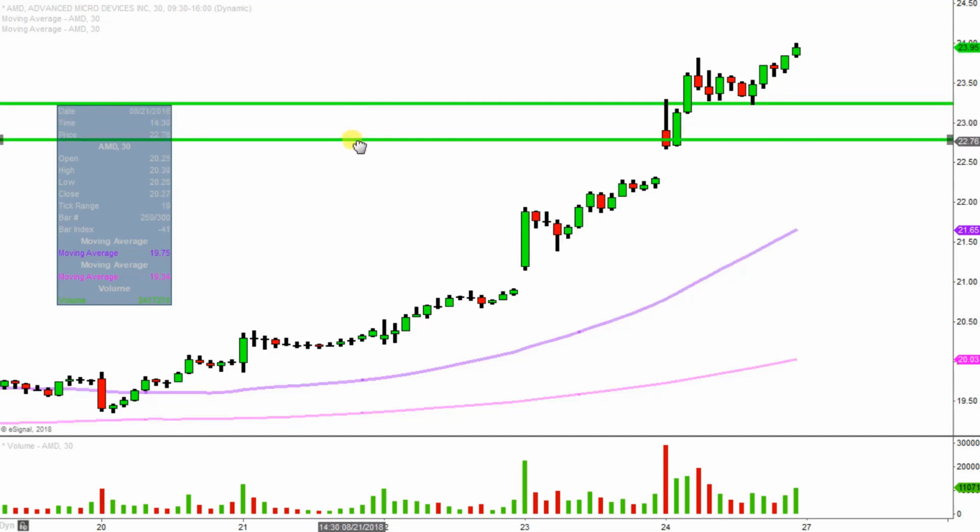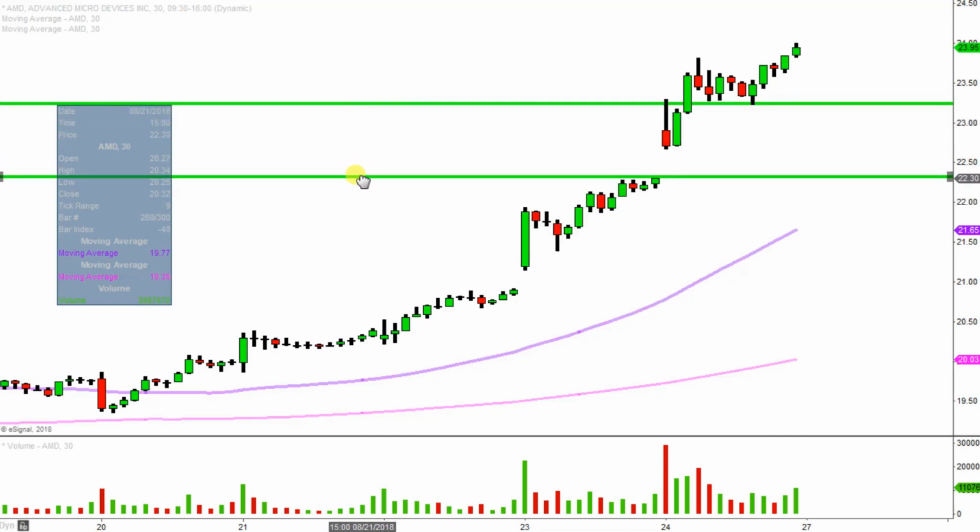Next level of support after that would be this gap close location, and that sits right down there around, oh, that makes it easy, $22.25. So $23.25 and $22.25 are going to be these two nearer term levels of support.